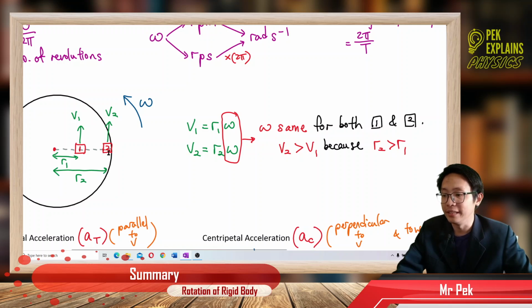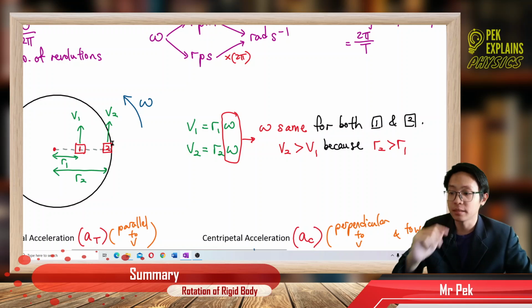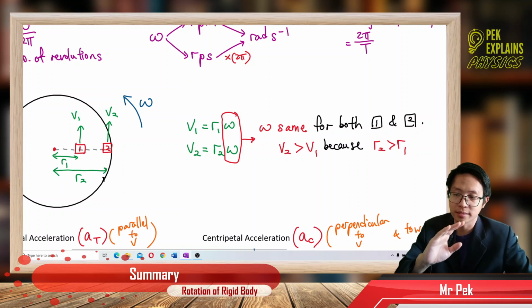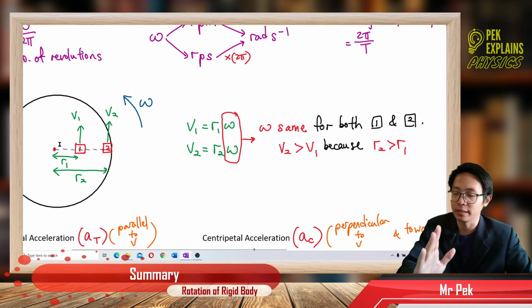But the linear velocity V2 is faster than V1. V2 is bigger than V1. Why? Because radius 2 is bigger than radius 1. So I can say that object 1 travels slower, but object 2 has to travel faster. But for both objects, they have the same angular velocity. Both of them complete the circle at the same time, or we can say they have the same period.